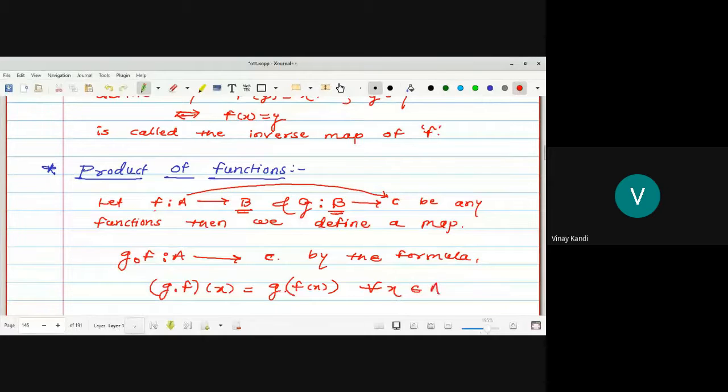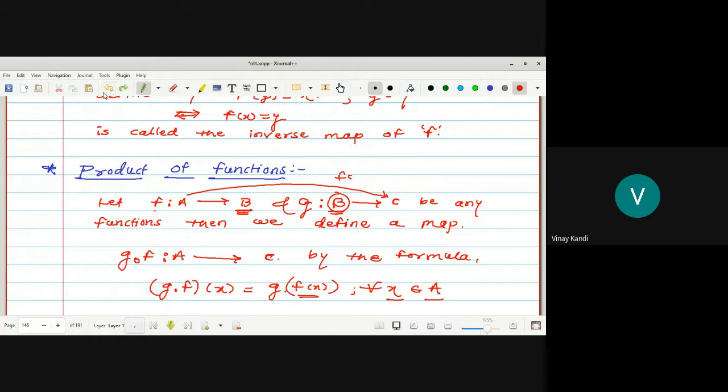Now look at here. This x belongs to what? A. You apply function f; let f of x be an element of B. This is the codomain of f, so f of x belongs to B. So the input for the function g is f of x. Hence, the codomain of the first function must be the domain of the second function. That's why the condition is here.